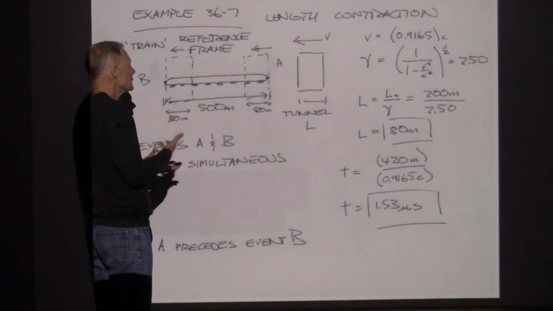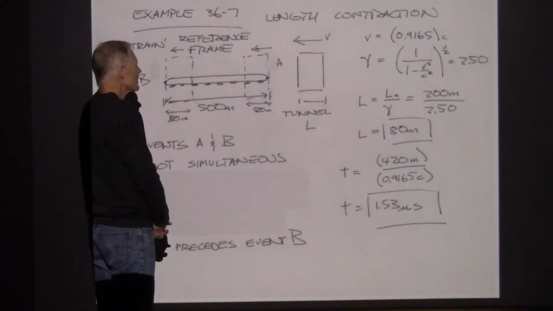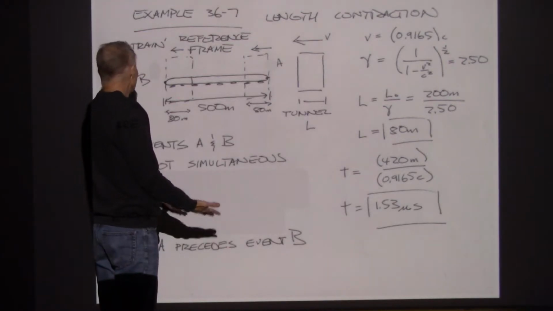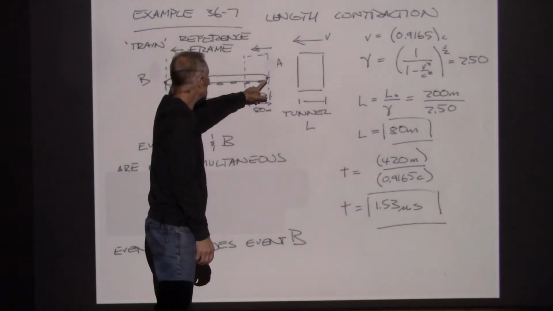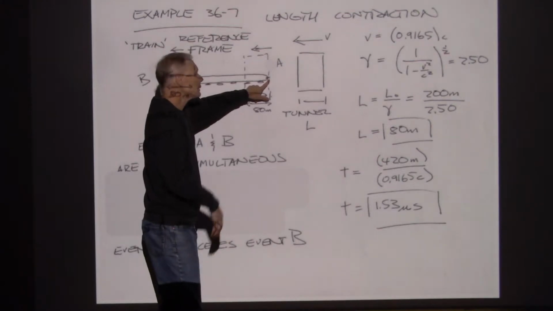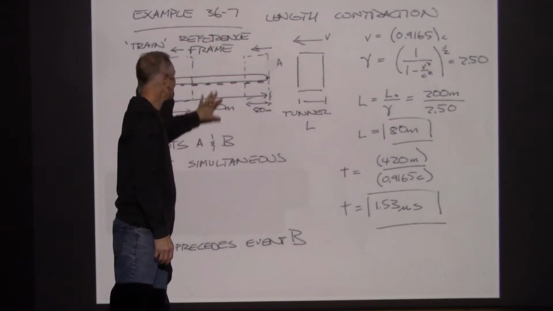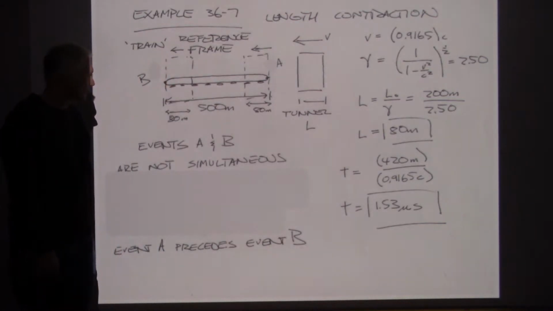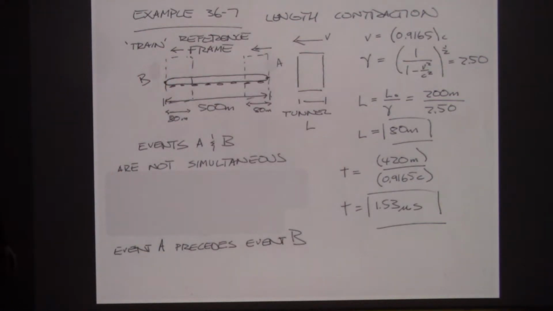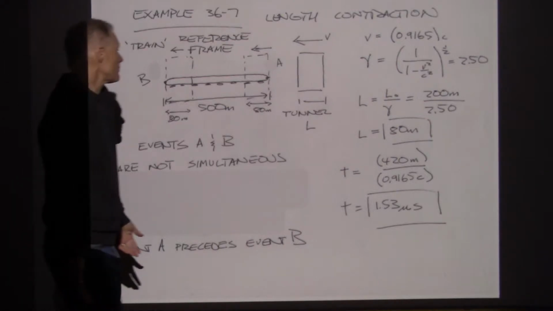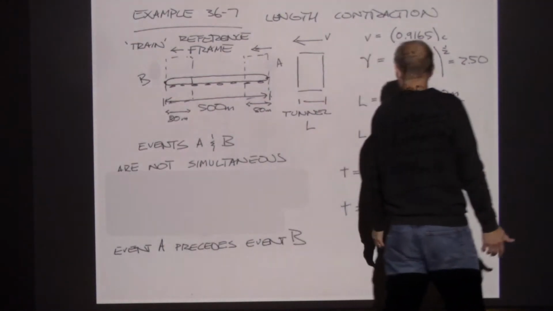no deep philosophical problem, I guess I'm going to say, that prevents us from accepting the idea that these events are not going to be simultaneous in the reference frame of the train. So event A precedes event B, and we can even go in and determine by how much.